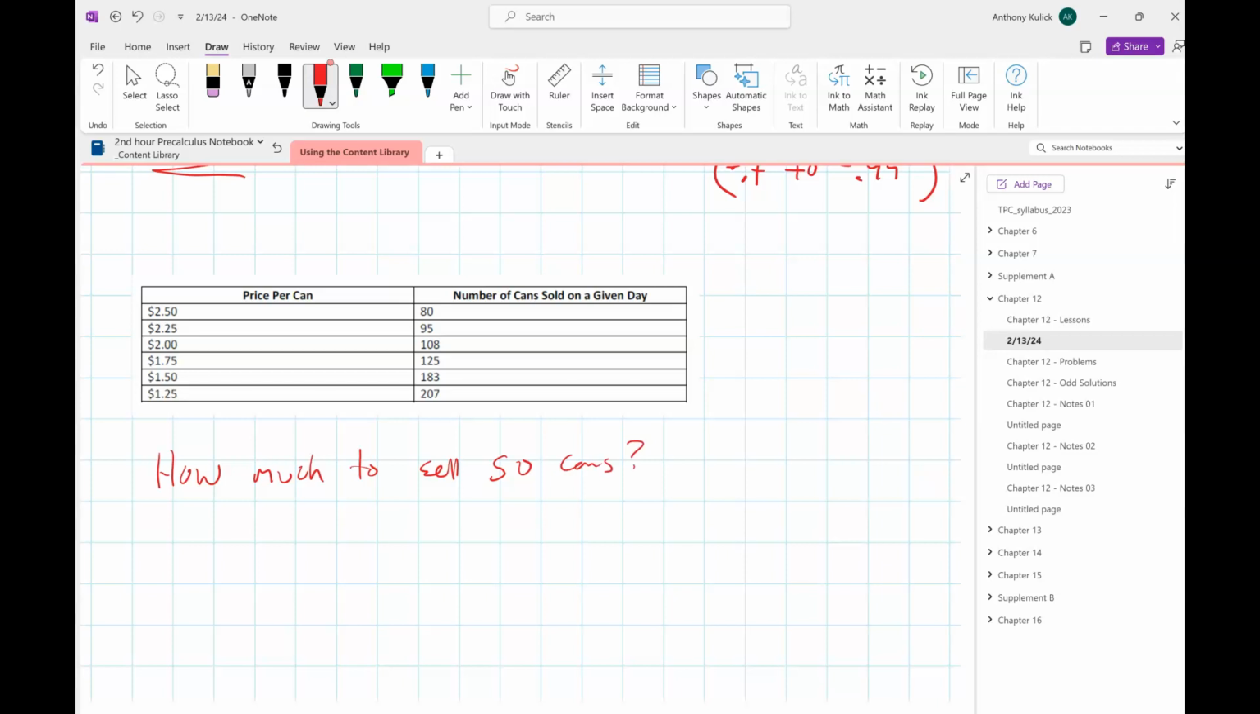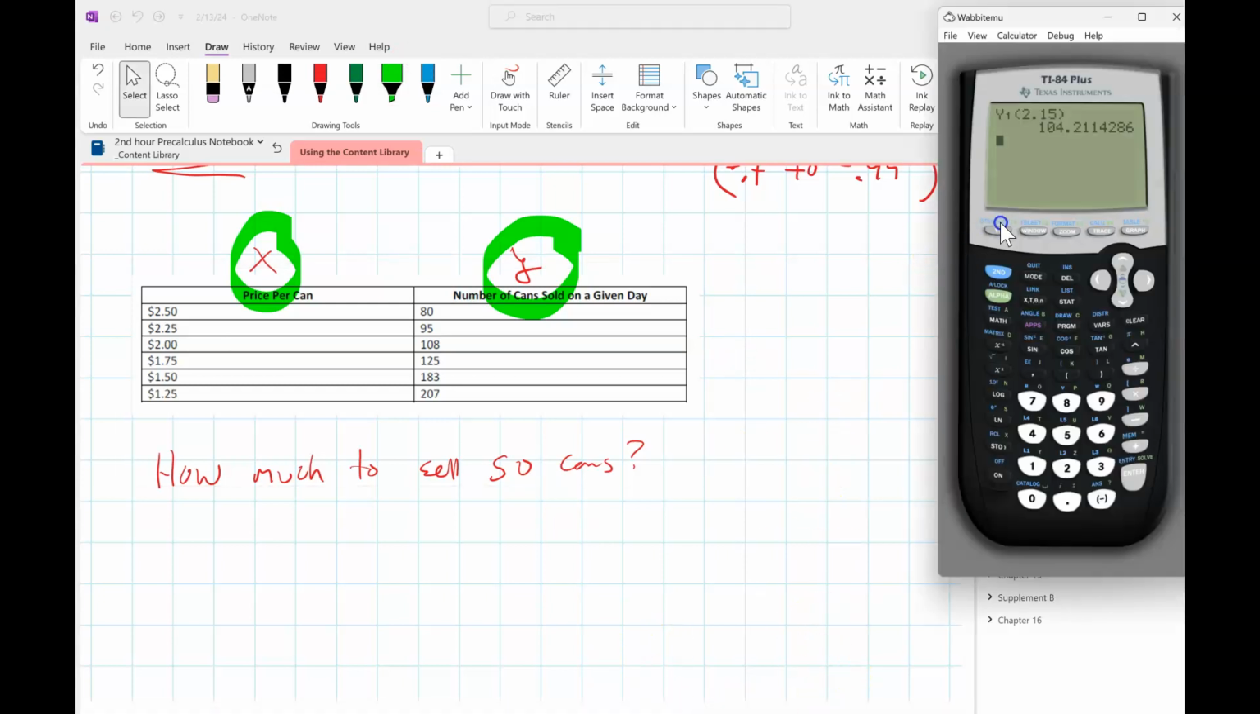How much should I charge to sell 50 cans? So I've been given a y, and we want to find an x. Everybody agree with that? So here's what we'll do. We'll go to our calculator, press the y equals button. In the y2 spot, we're going to type in our y value, which is 50 cans, and then we're going to hit graph.